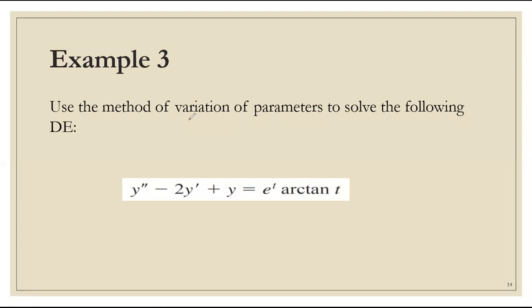Now, for this equation, I'm going to write the steps, but I'm not going to write everything in detail. Let me write here up. First step is to solve the homogeneous equation. So y double prime minus 2y prime plus y equals 0. How to solve this equation?